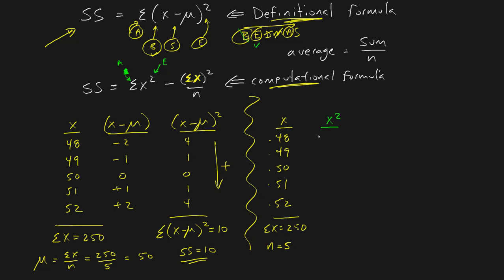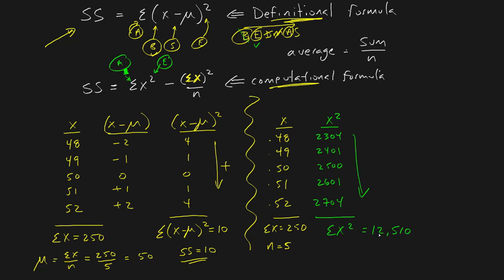So I have to do 48 squared, and then 49 squared, and then 50 squared, and so on. So 48 squared is 2,304. 49 squared is 2,401. 50 squared is 2,500. 51 squared is 2,601. And 52 squared is 2,704. Now, I don't just need x squared. We've done the exponents. We need to now take care of the other operation here. We need addition. We need to add these up. That'll give me the sum of x squared. And when you add up all 5 of these values, it comes out to be exactly 12,510.